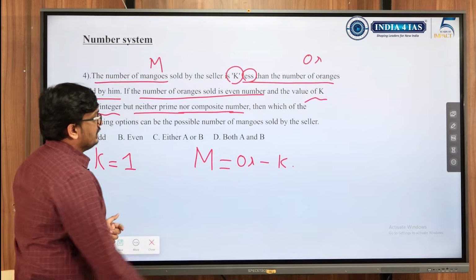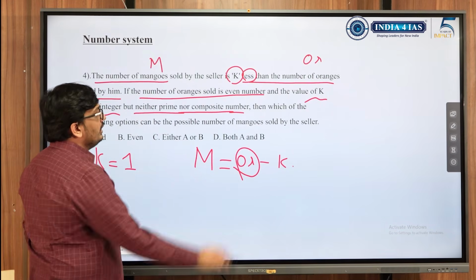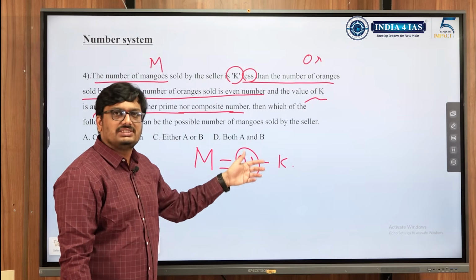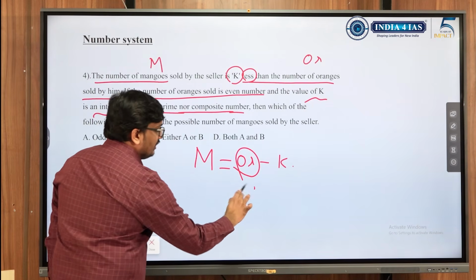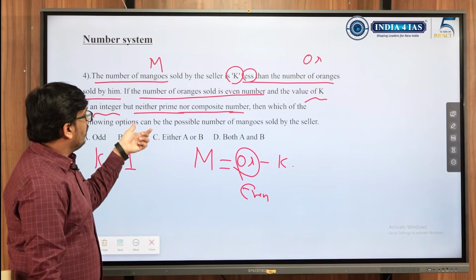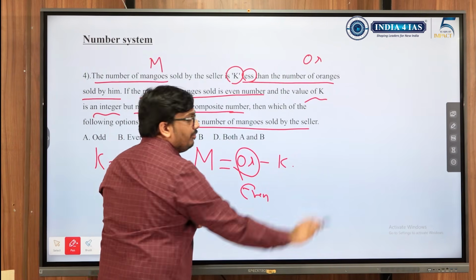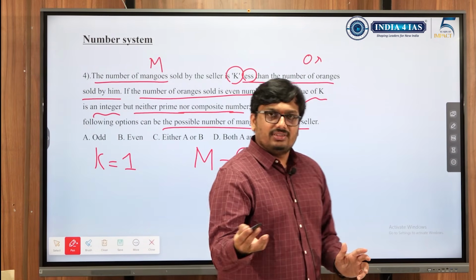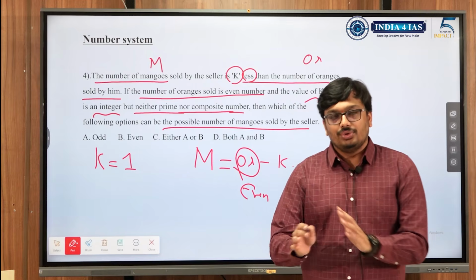Then another clue is there. This number of oranges is sold in an even number. For example, it may be 2 oranges, 4, 6, anything. This oranges is an even number. Then they are asking which of the following options can be the possible number of mangoes sold by the seller? Okay, basics we know. Even plus even is even. Odd plus odd, you don't remember?